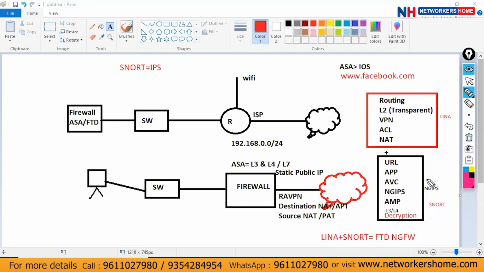I cannot use NGIPS for VPN purposes. I cannot use it for translation purposes. I cannot use it for L2 purposes. I cannot use it for routing features. These things are not possible. These are part of Lina. So with FTD, till now we have worked with Lina. Old guys, whatever we have worked with till now was a part of Lina. Now we are working with Snort, and at the last I'll show you how Lina and Snort work together. You will understand that after completing the Snort part.